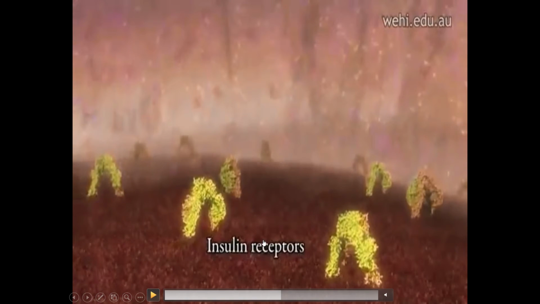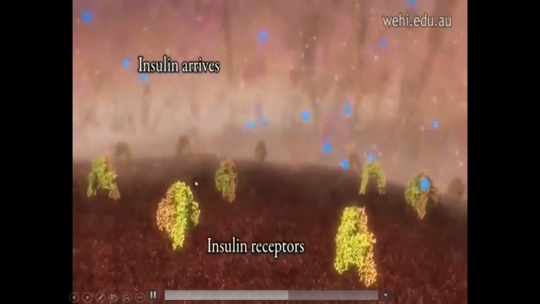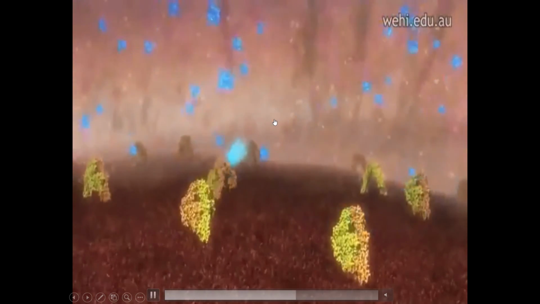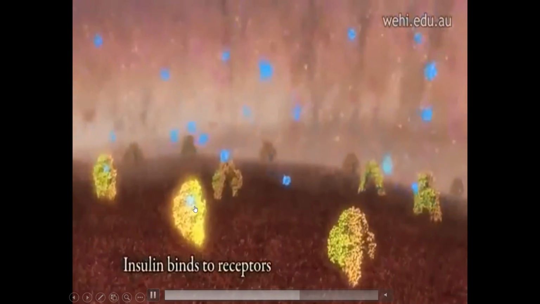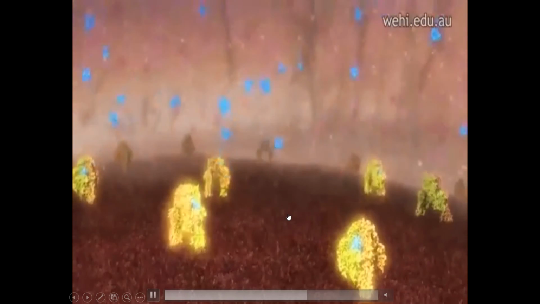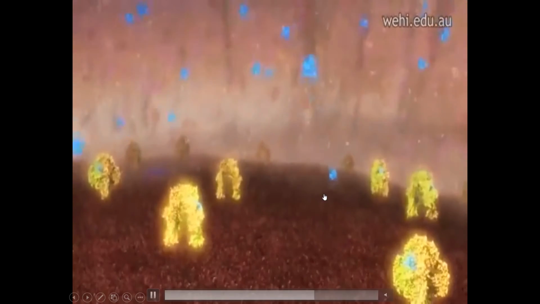So this is a picture of a cell membrane, and the cell membrane has insulin receptors sticking out, and what you're going to see over here is glucose and insulin coming right here. Insulin receptors will bind to insulin and insulin only. Once the insulin binds to the insulin receptors, the receptor becomes activated. Once you activate enough receptors, you're going to see something interesting happening.